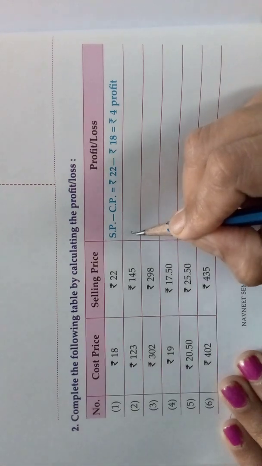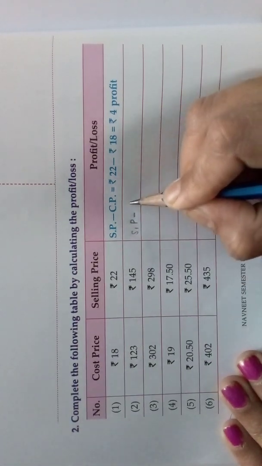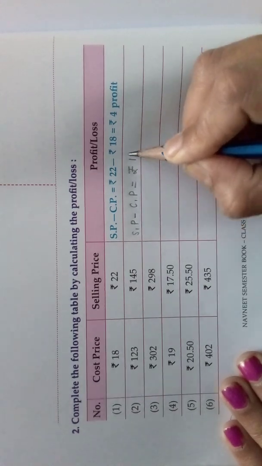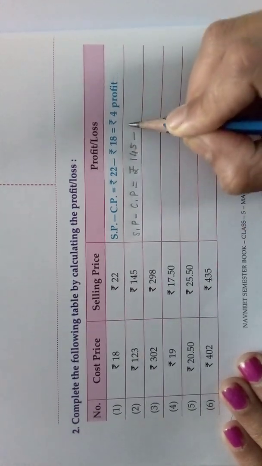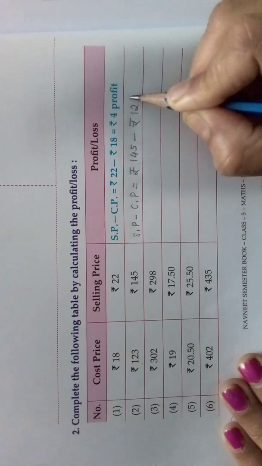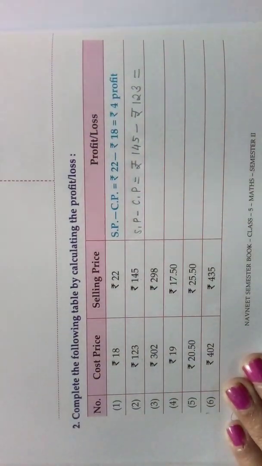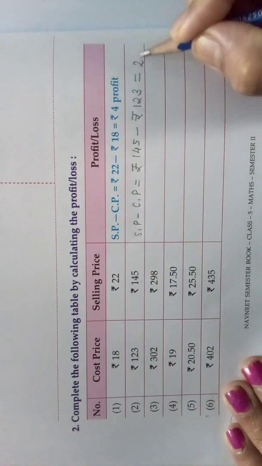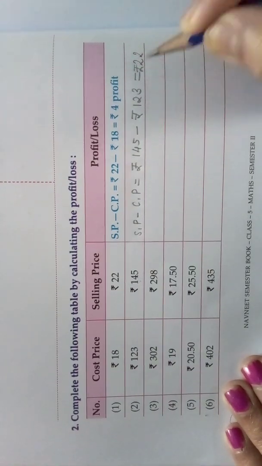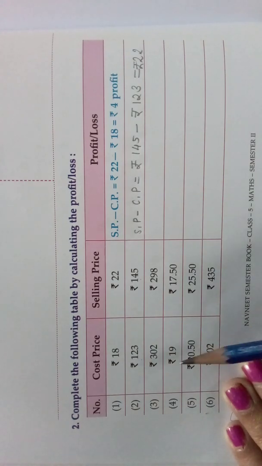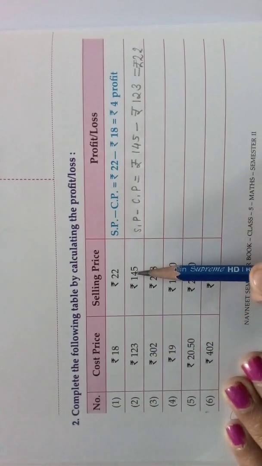So, selling price minus cost price is, that is nothing but rupees 145 minus rupees 123. How much is it? What is the profit, children? That is 22 rupees will be the profit. Understood, children? Rupees 22 is the profit. So, you should observe the cost price and selling price.